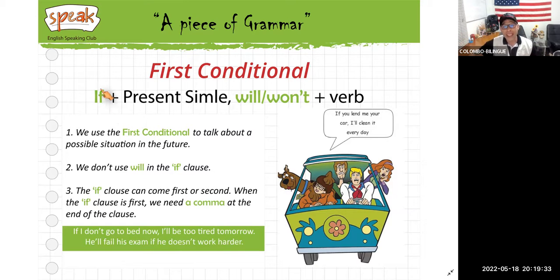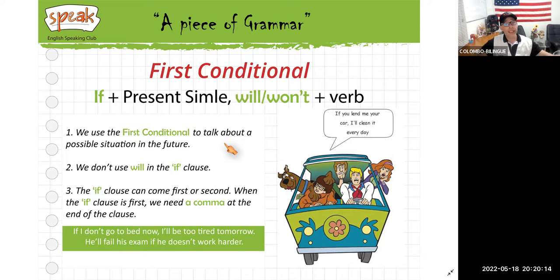All right, so this is conditional number 1. Conditional number 1 is if that introduces the condition. What is the condition? If, and then the result. The result is described in future. It can be will, if you are expressing a positive idea, or on the contrary, won't. We use first conditional to talk about possible situations. Teacher, when am I gonna use the first conditional? You're gonna use the first conditional when something is possible, factual, reality.